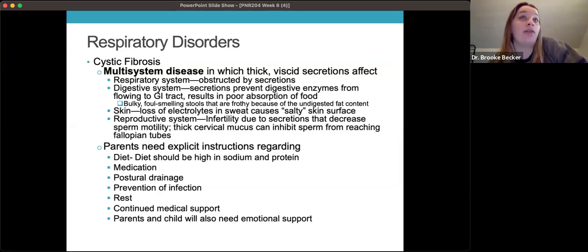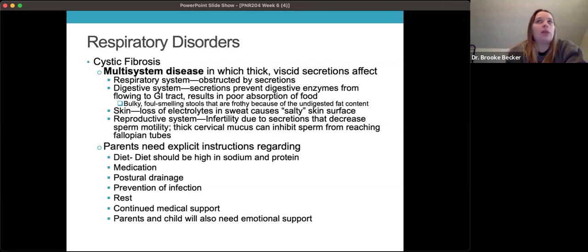So diets for these kids should be high in sodium and protein. Okay. They should not be eating a ton of fat because they can't digest the fat anyways, and it just worsens those steatorrhea stools. Okay. They're going to be taking pancreatic enzymes with their food to make sure they're absorbing all those appropriate nutrients. Okay. They need rest. They need prevention of respiratory infections specifically, and adherence to their medication protocols.